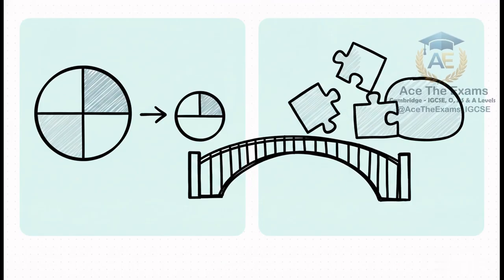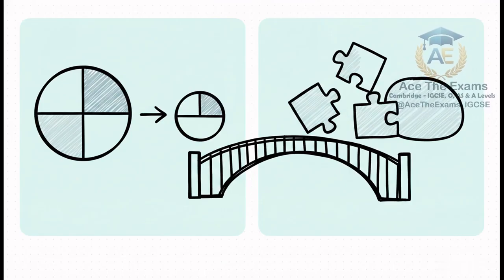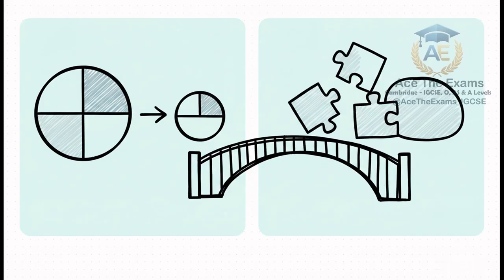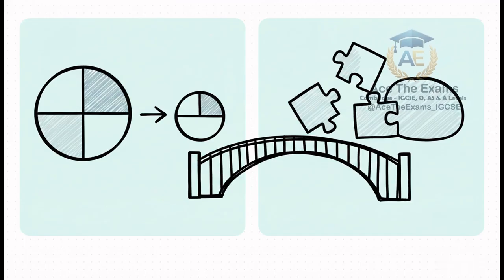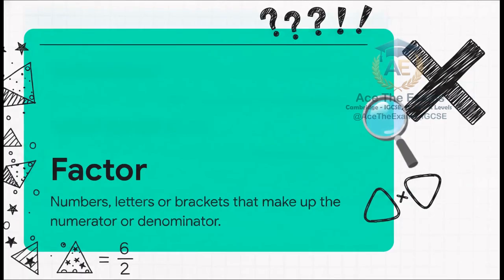I really want to build this bridge for you right out of the gate. Think about it. If you know how to simplify 2/4 into 1/2, you already possess the underlying logic you need for these complex algebraic fractions. The fundamental laws of math simply do not change just because we threw a few letters into the mix. But to actually apply those rules correctly, we need to be crystal clear on our terminology.